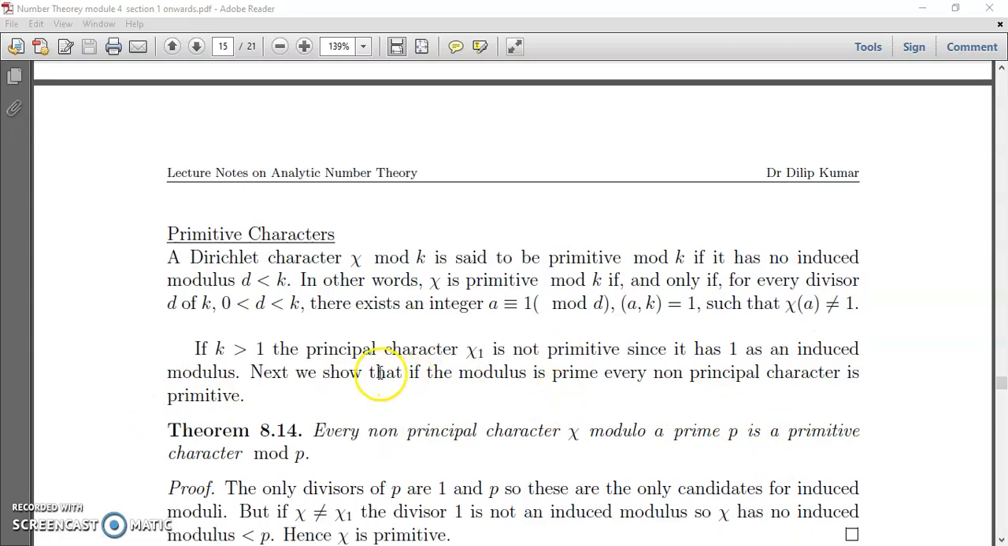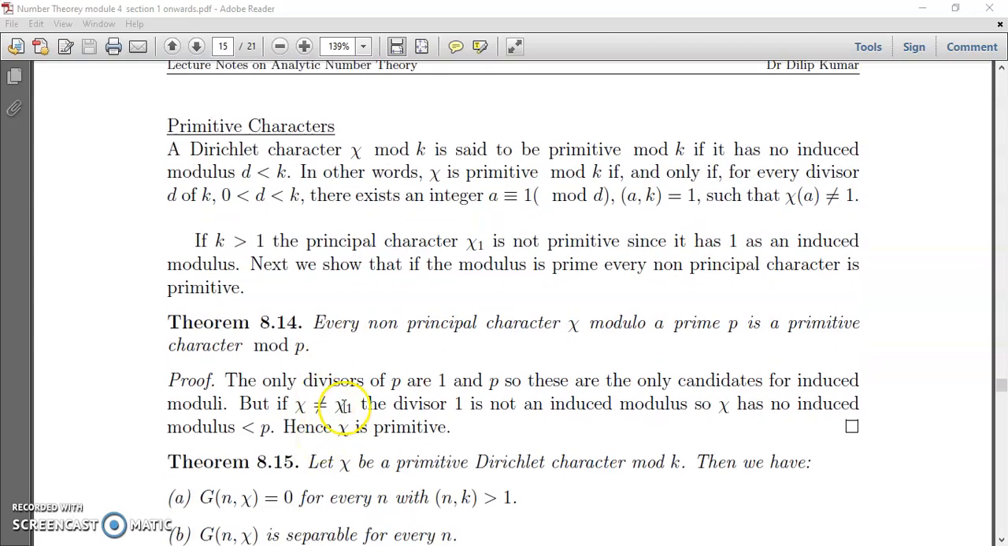So it is true for the prime cases. So let us see that theorem. Every non-principal character chi modulo a prime p is a primitive character mod p. This is what we have to prove.